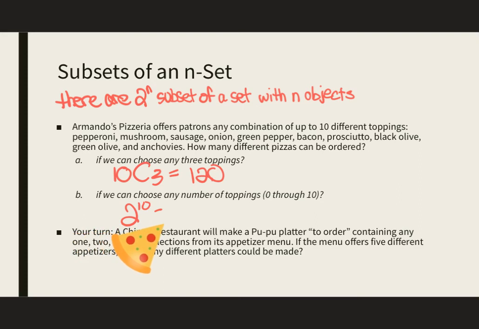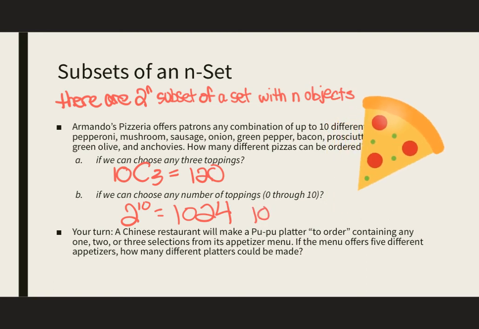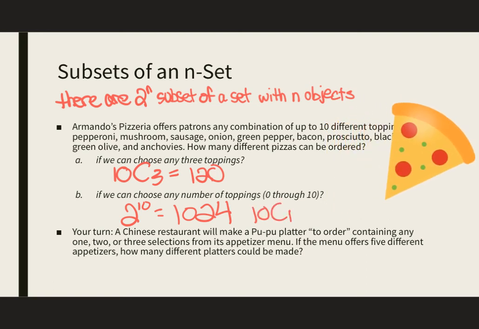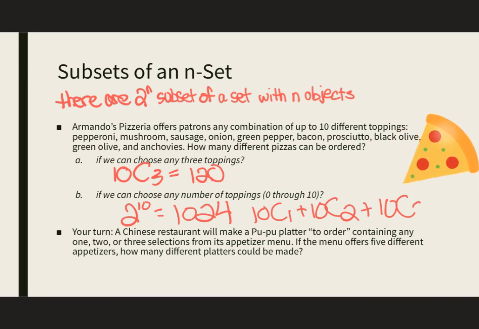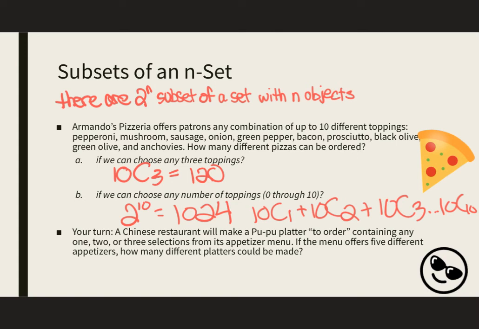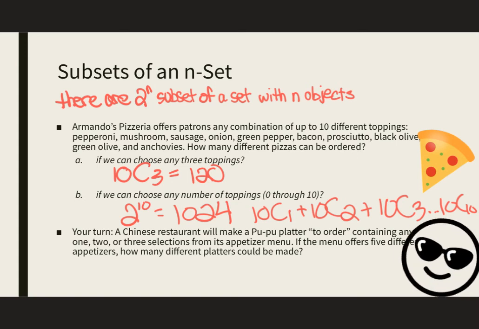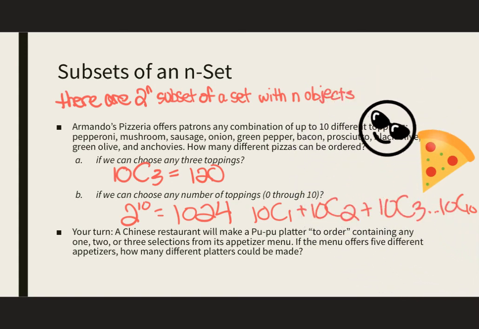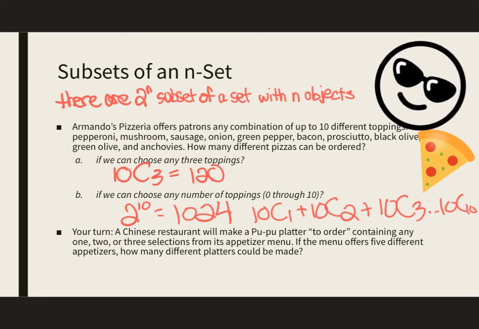2 times 2 times 2 and so on. Is that enough? I don't know. 1,024. You could also set that up like this: 10 choose 1 plus 10 choose 2 plus 10 choose 3, all the way up to 10 choose 10. And that's going to equal 1,024 as well. We have one practice problem if you'd like to try this one at the bottom. The answer will be on the next page.